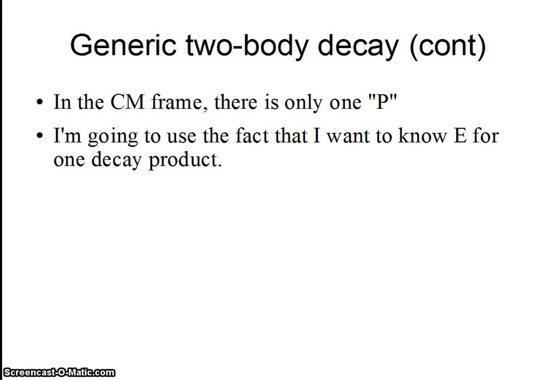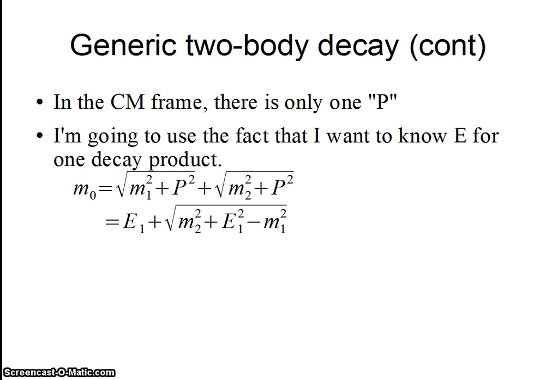I'm going to use the fact that I want to know the energy for one decay product. This is really the trick of getting the asymmetric case. If I write the one equation that I had for conservation of energy, but I've now put that momentum is the same for both, my top line says the square root of m1 squared plus p squared plus the square root of m2 squared plus p squared. So I have not assumed they have the same mass, but I have used, it's not an assumption, it's something I can use, that they have the same momentum.